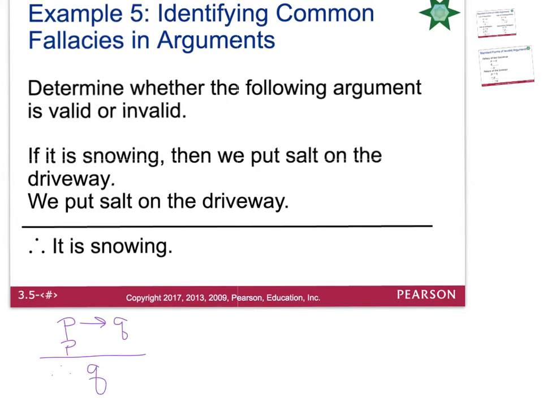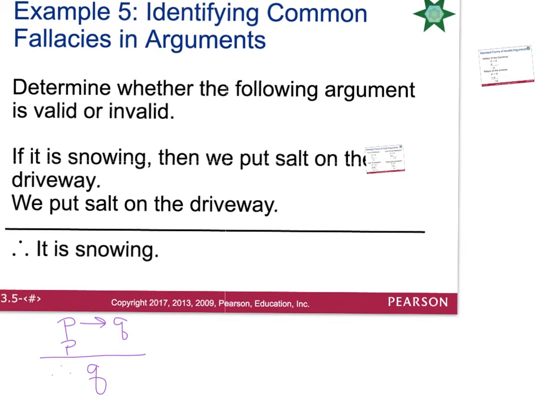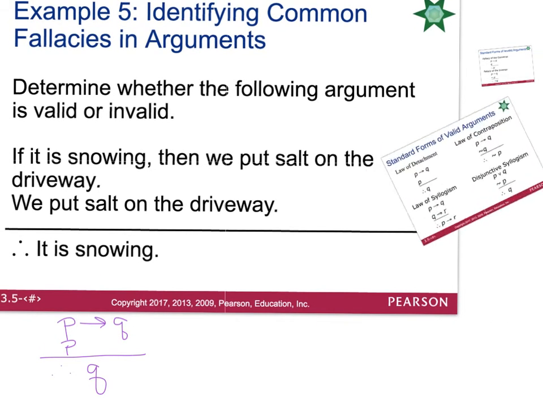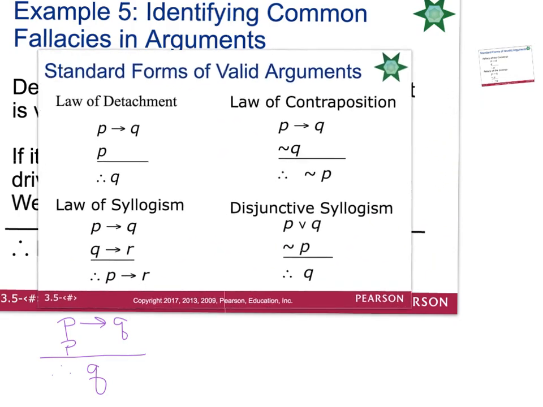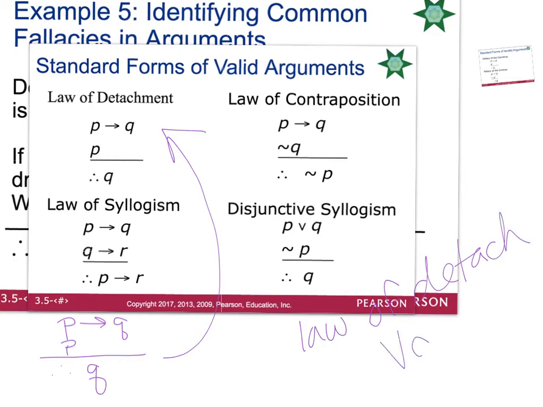Okay, so you have it in symbolic form. Let's look at our commonly valid arguments and see if we can get this one in any of the common forms. You should notice that this looks just like the law of detachment. You do not need to make a truth table. Simply say this is the law of detachment and that this is valid.